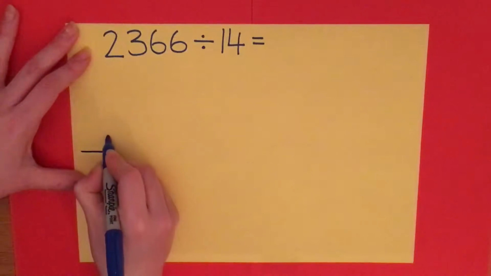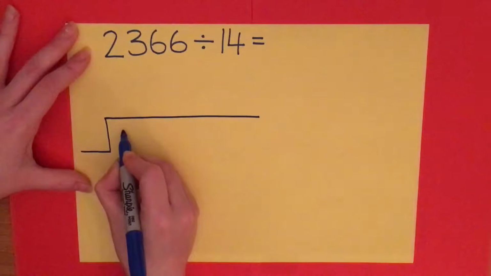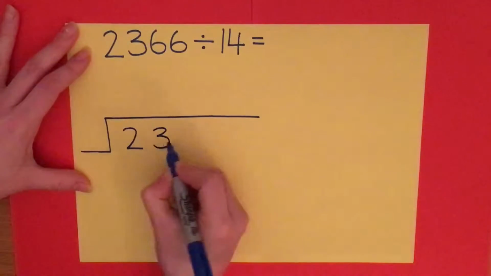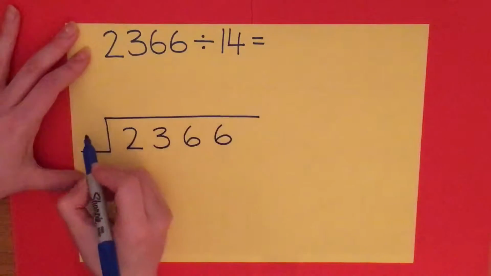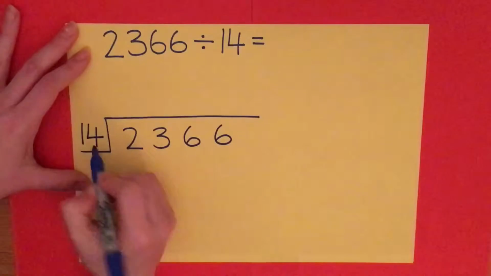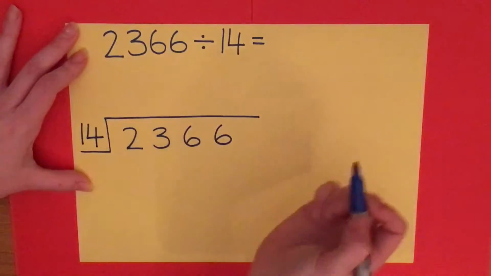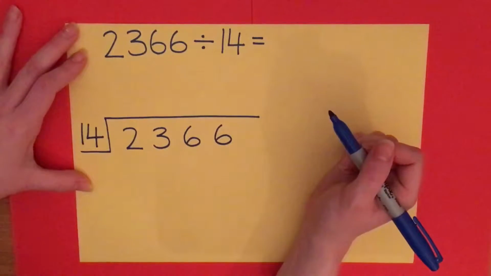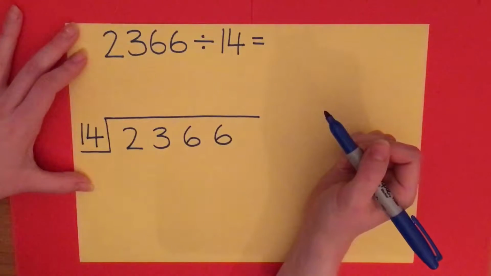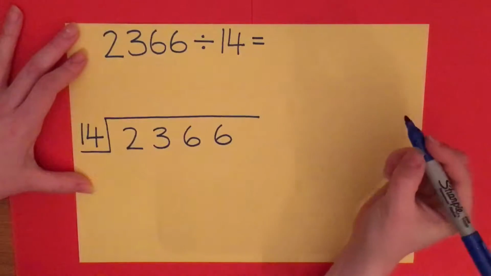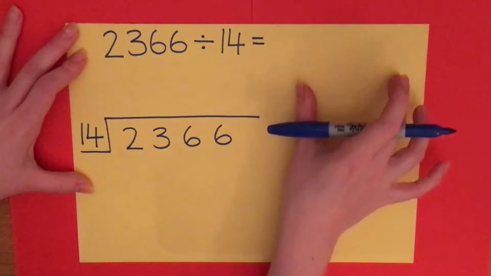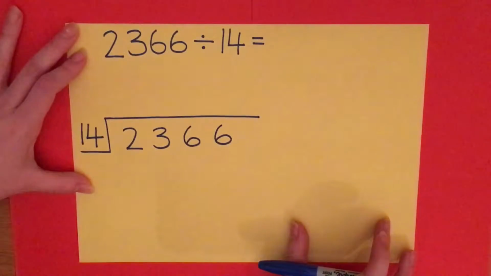So I'm going to start with my bus stop, put the number that I am sharing into the bus stop, and the number that I'm dividing by, 14, on the outside. Now these calculations are tricky because you do not know your 14 times table off the top of your head. So to save you making mistakes along the way, what I always do is write down a few key calculations that are going to help you through this.